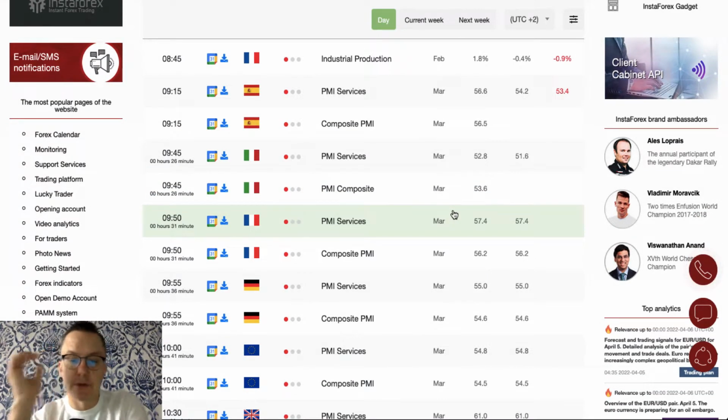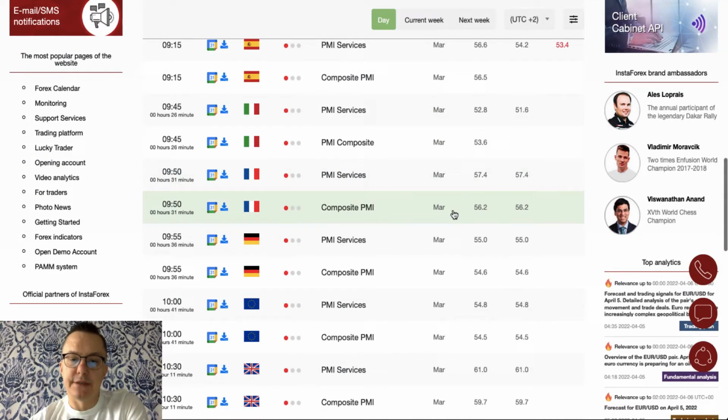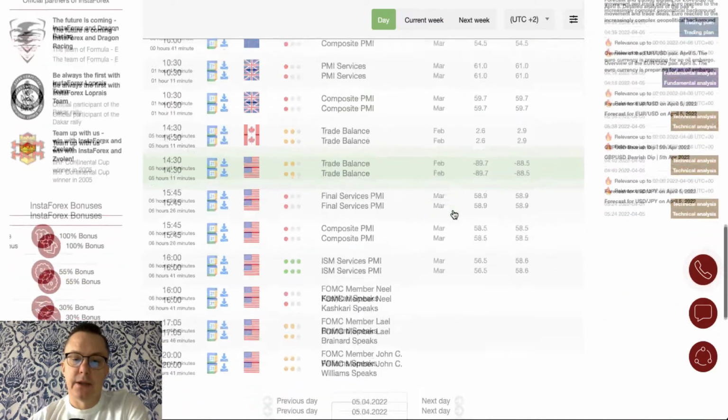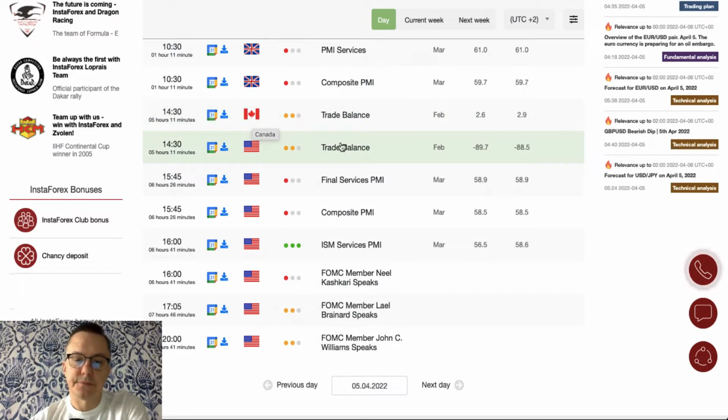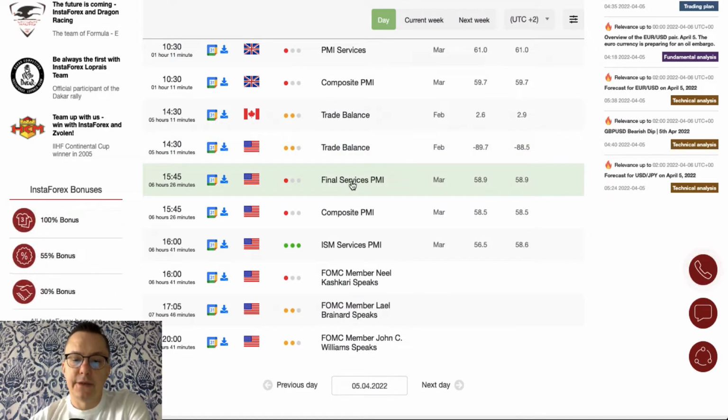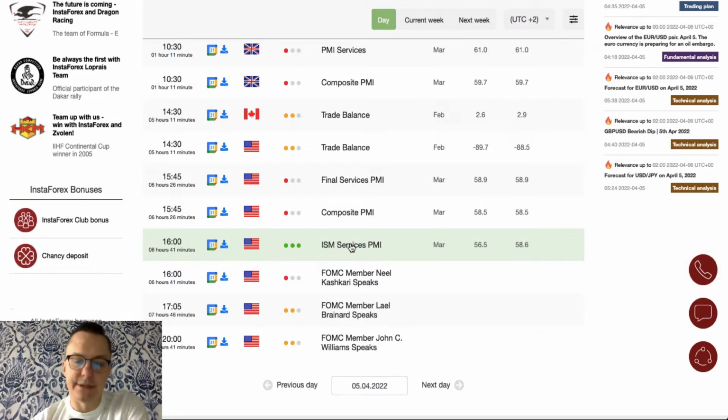PMIs are scheduled for release today from the whole of the European Union and of course Great Britain. So the London session will be the PMI services, PMI composite session. Later on we got the trade balance data from Canada. This is during the New York session. Trade balance data from the US itself. Final services PMI, composite PMI, and the key event of today, ISM services PMI, scheduled for release at 4 p.m.